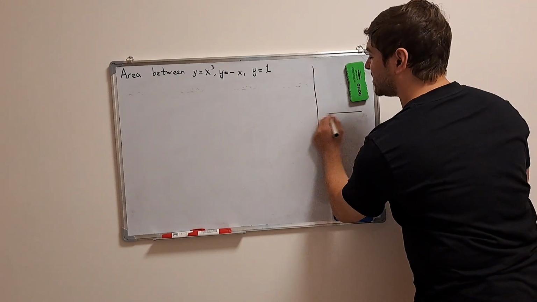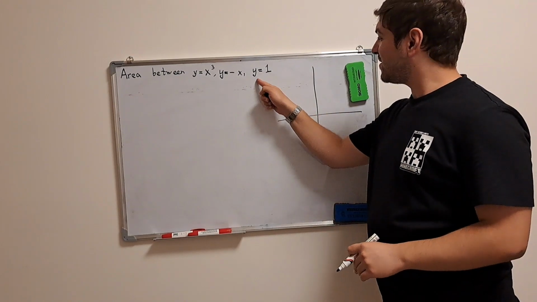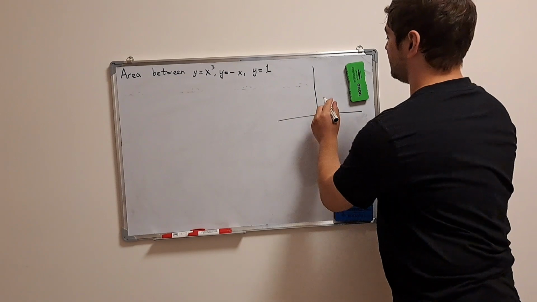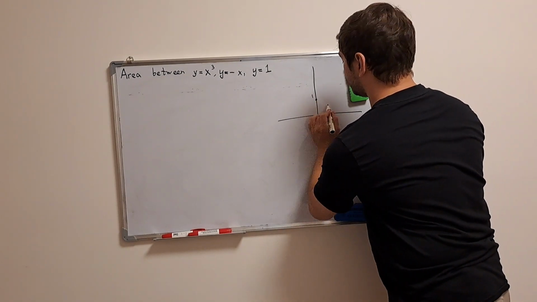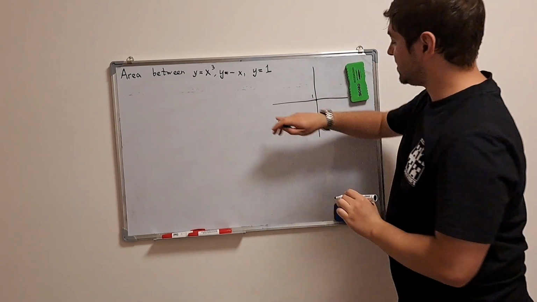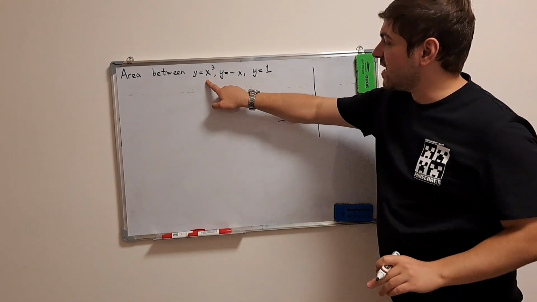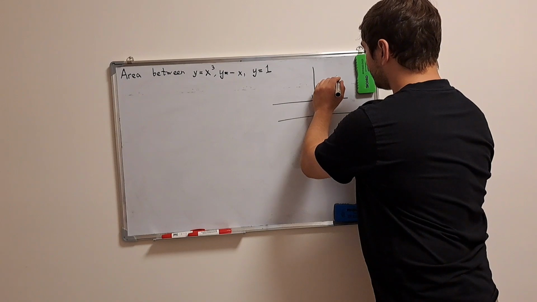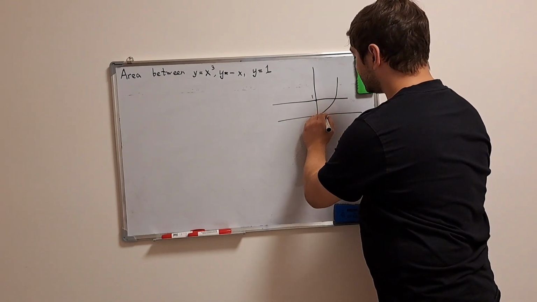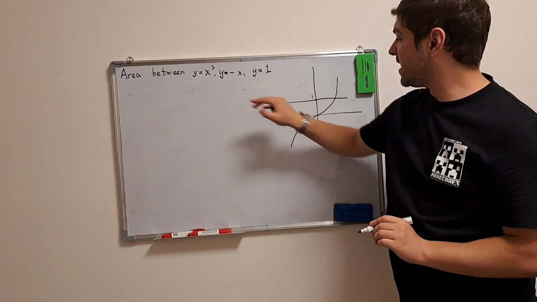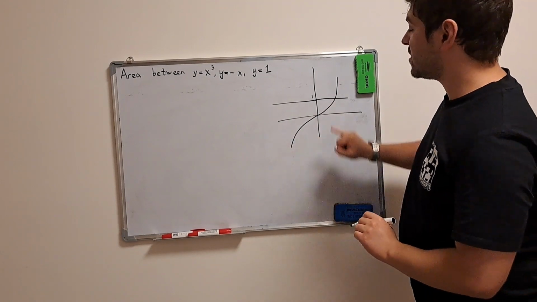So let's start from the easy one. Y is equal to 1. So basically, this is a straight line. Now we'll be sketching x cubed. Well, we might remember that x cubed has such a curve.